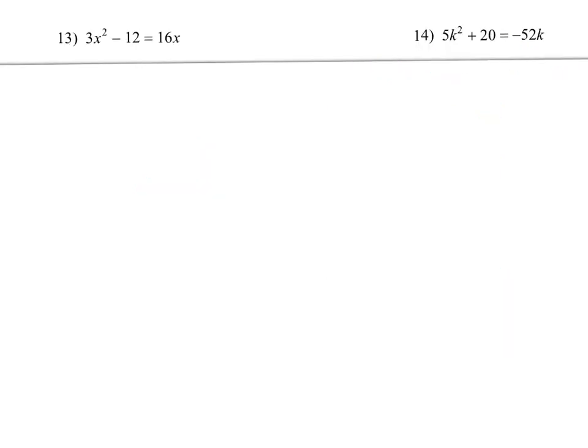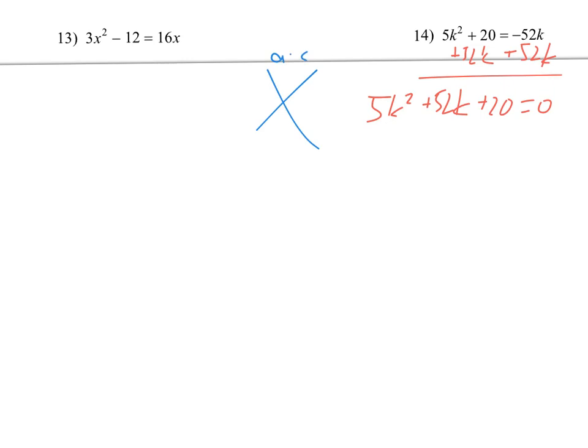All right, next up here, we want to get one side to 0 first, so I'm going to add the 52k over. And so I have 5k squared plus 52k plus 20 equals 0. And now we're going to factor this. There's no GCF here, so I'm just going to factor it. We'll do a times c up top, which is 100. And then on bottom we have 52, which is b. So that looks like 50 and 2.